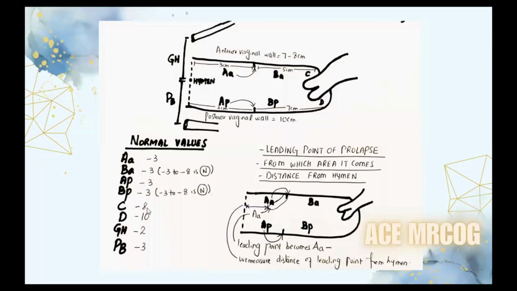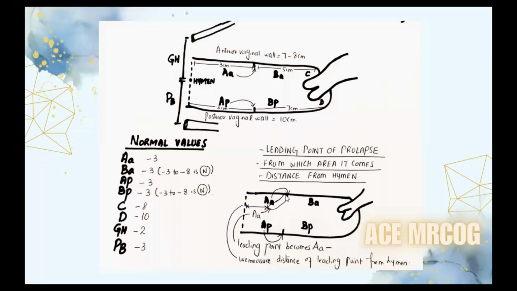The cervix is minus 8, the posterior fornix is minus 10, the genital hiatus is minus 2, and the perineal body is minus 3. So we need to know these three things. First thing is, what is the leading point of prolapse, from which area it comes, and what is the distance from hymen. Let me explain you on the diagram I made.